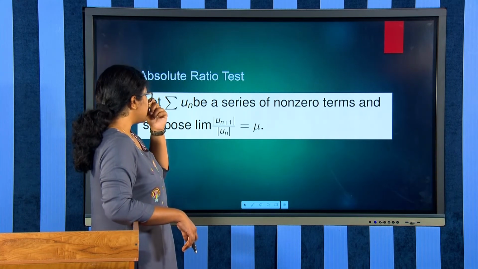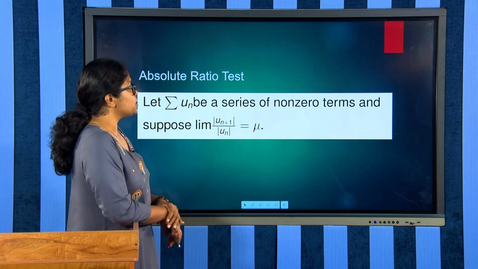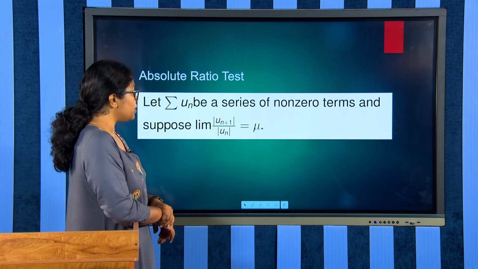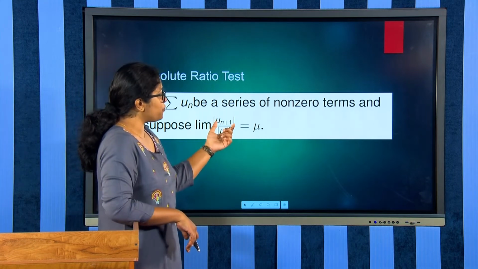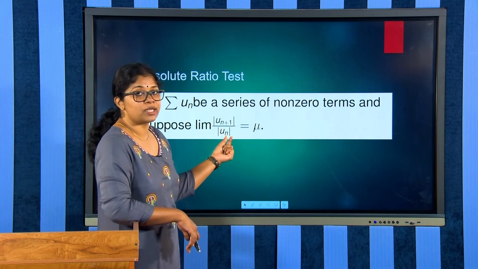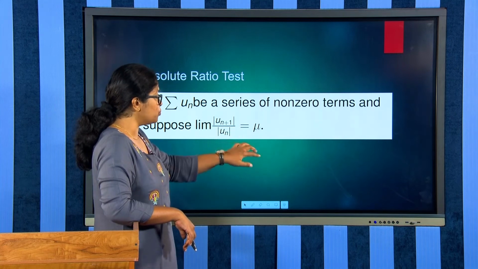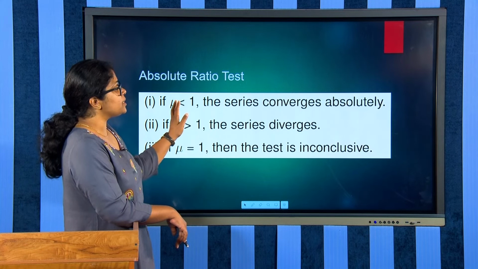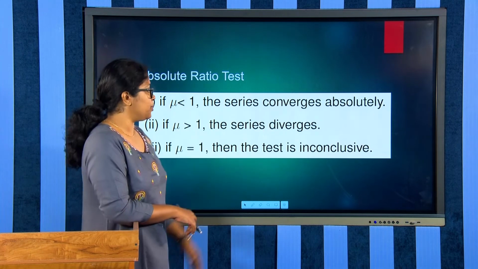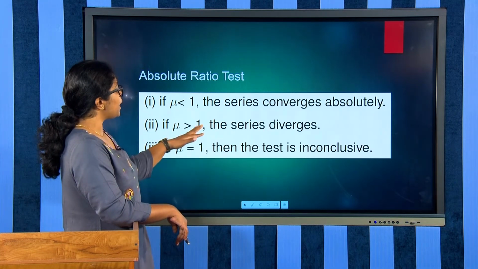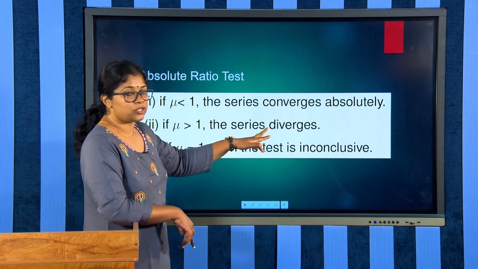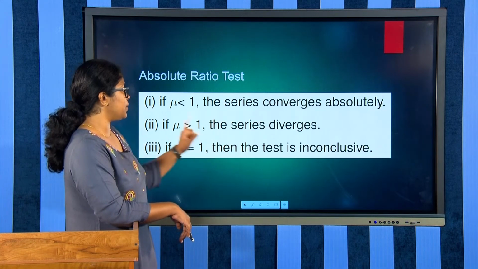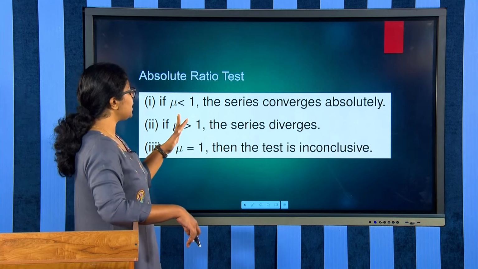That is why we are restricting our summation Un to be a series of non-zero terms for applying absolute ratio test. So, let summation Un be a series of non-zero terms, and suppose that limit n tends to infinity, modulus of Un plus 1 upon modulus of Un is equal to mu, and if mu is less than 1, the series converges absolutely. If mu is greater than 1, the series diverges, and if mu equals 1, the test is inconclusive. Now, what happens in each case?